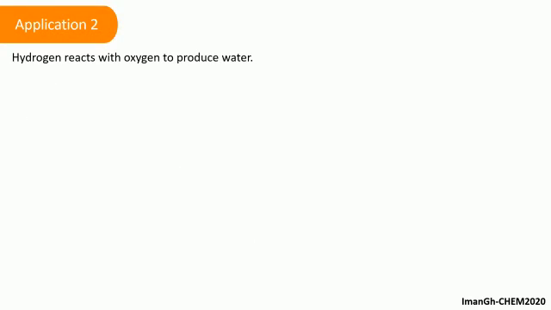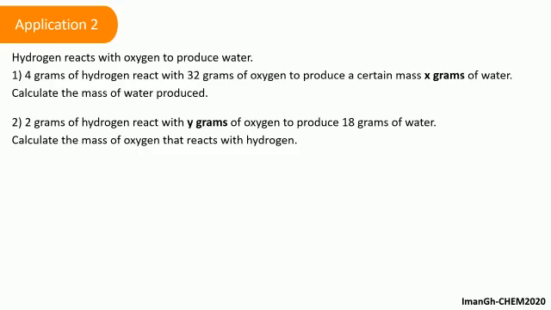In application 2, you're given that hydrogen and oxygen react to produce water. In part 1, you have to calculate the mass of water produced, while in part 2, you have to calculate the mass of oxygen used. Read the given carefully and don't forget that you have to apply Lavoisier's law and simple maths equations.